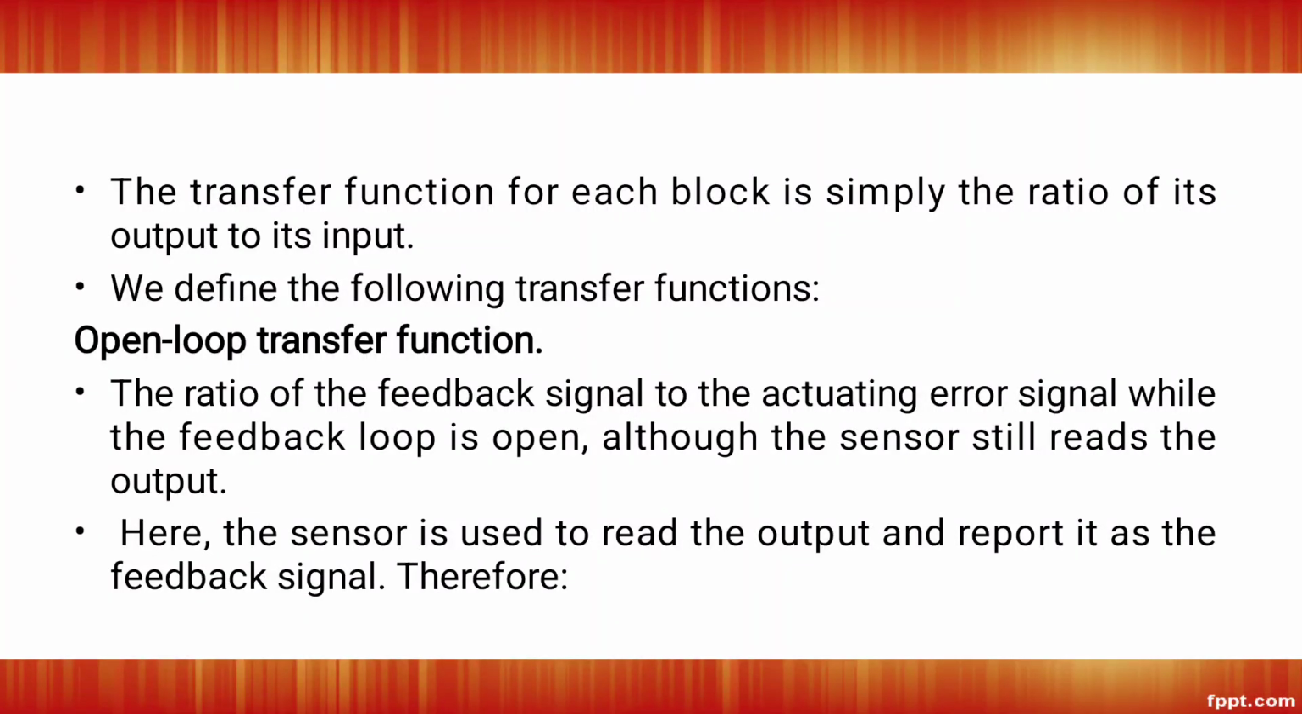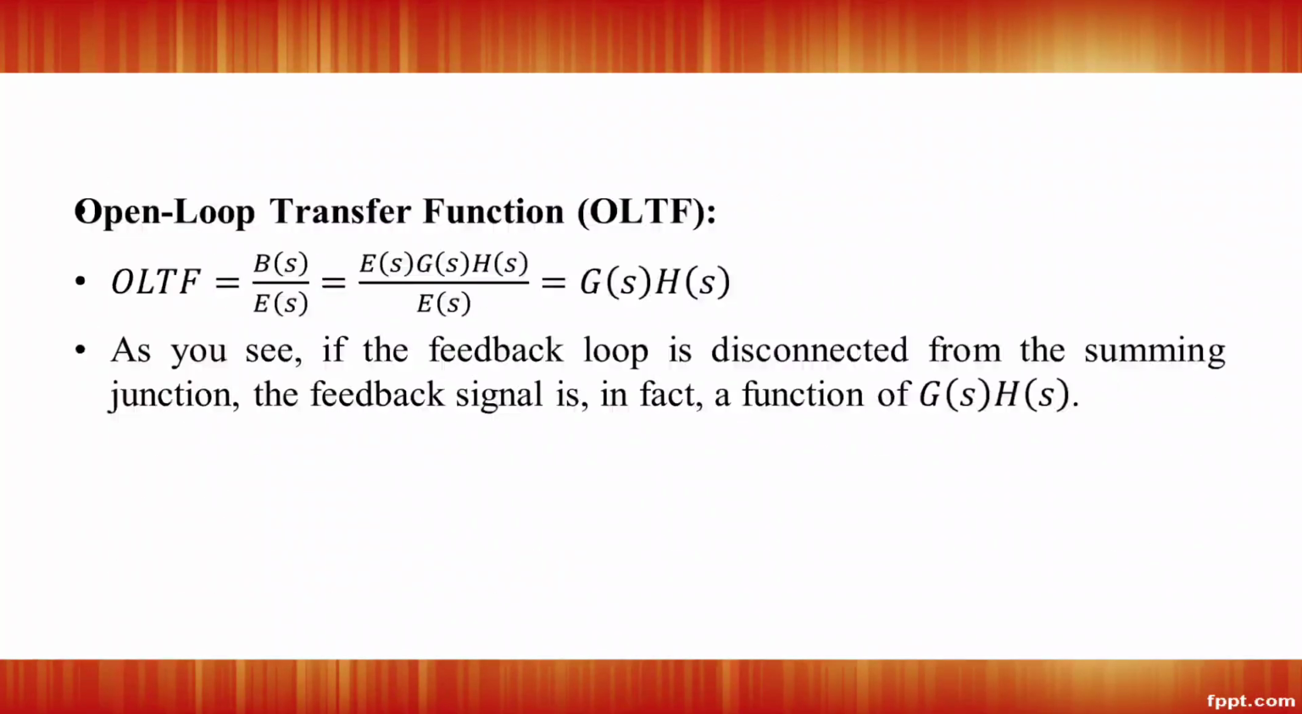We have certain types of transfer function. First is the open loop transfer function. It is defined as the ratio of the feedback signal to the error signal, while the feedback loop is open. Although the sensor still reads the output, here the sensor is used to read the output and respond it as a feedback signal.